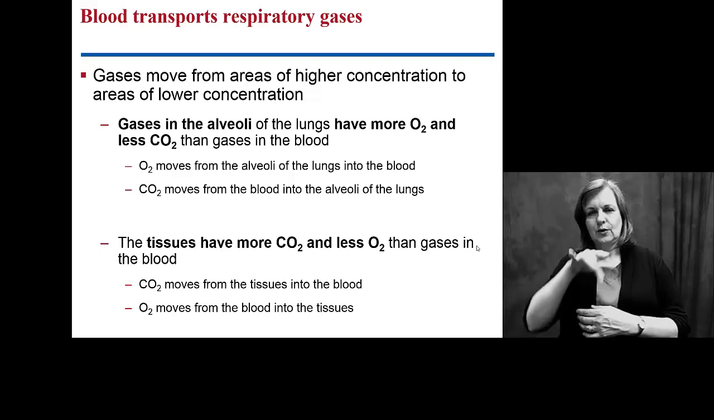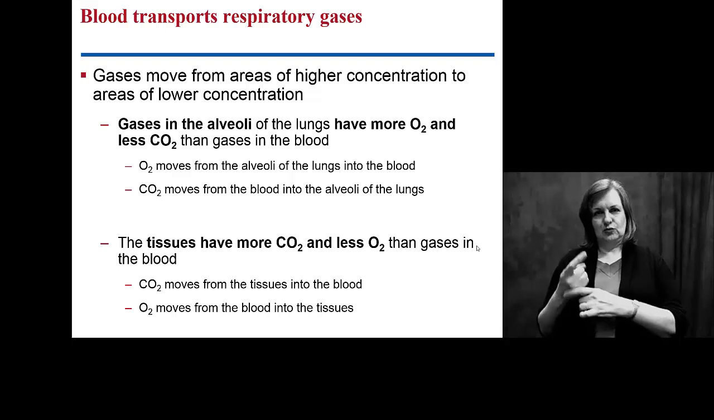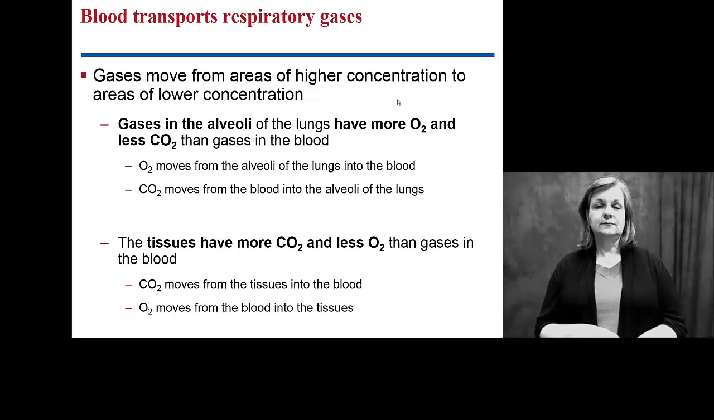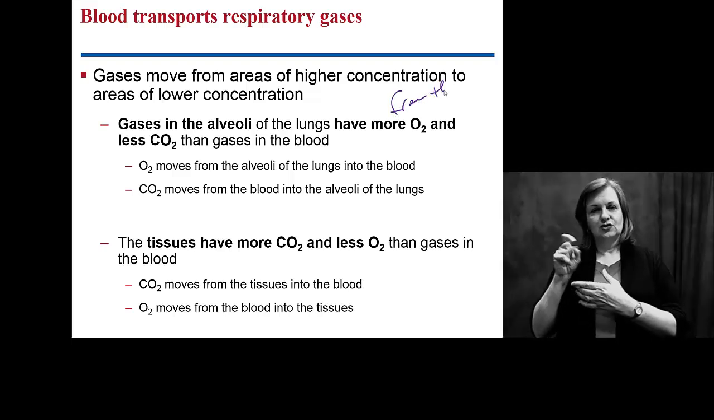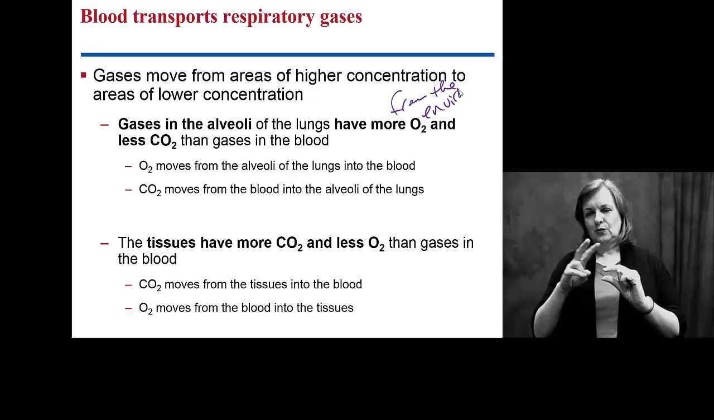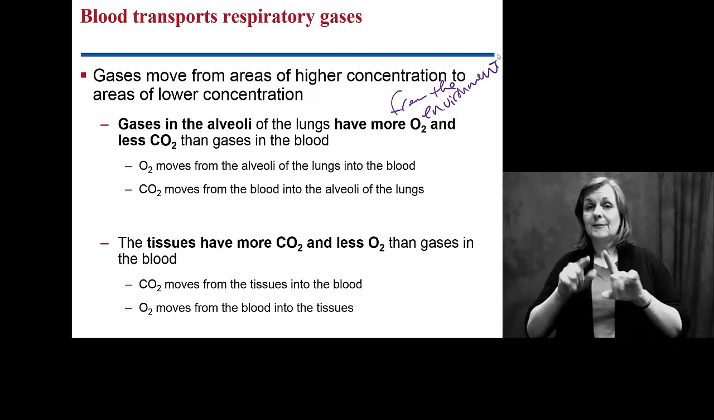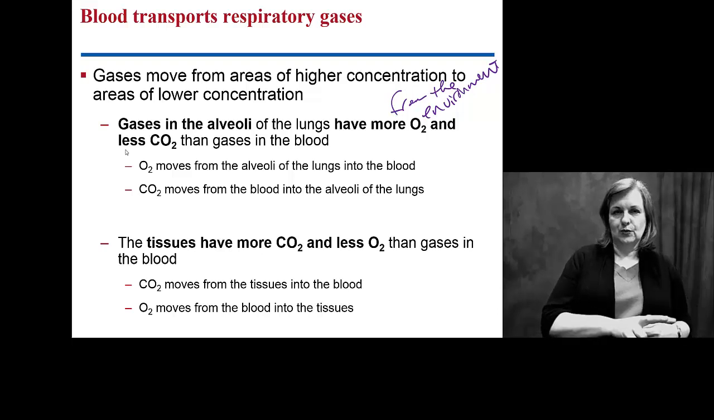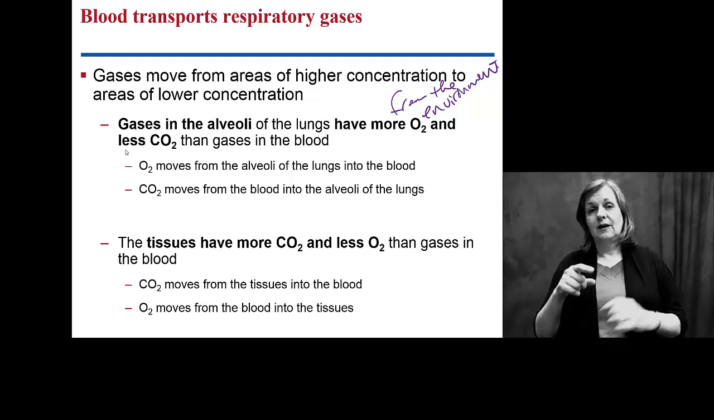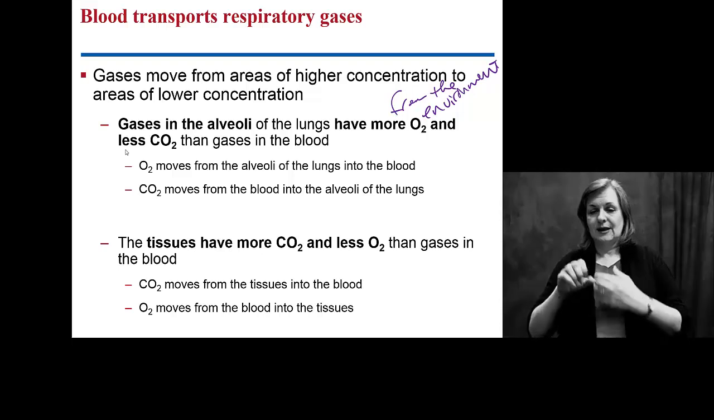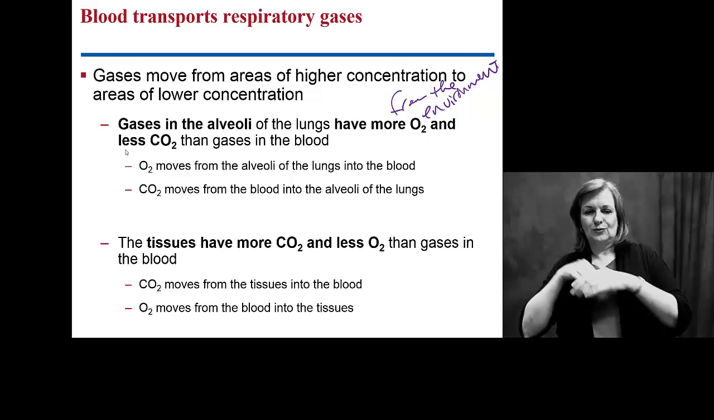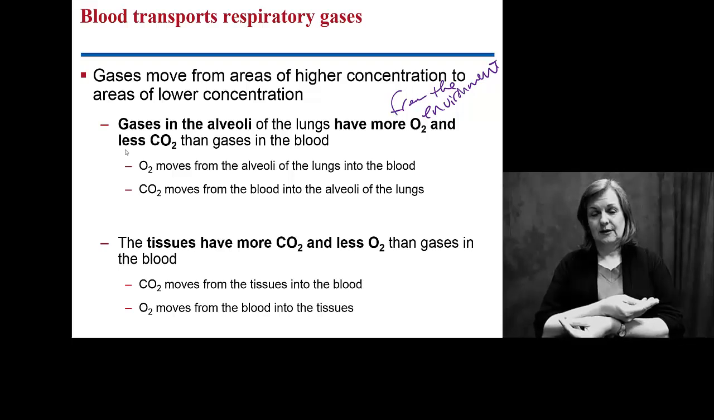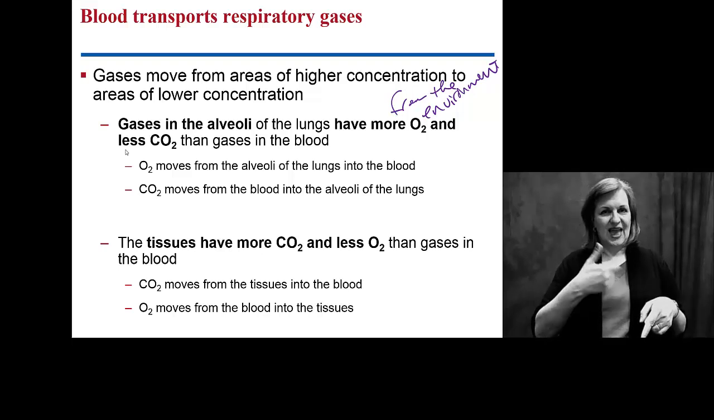The gases in the alveoli in your lungs should have high amounts of O2, should have high oxygen. This is from the environment, right? And should have less CO2 compared to your blood. If this is correct, then we get oxygen moving from your alveoli into the blood. We get carbon dioxide moving from the blood into your alveoli, and we exchange gases.